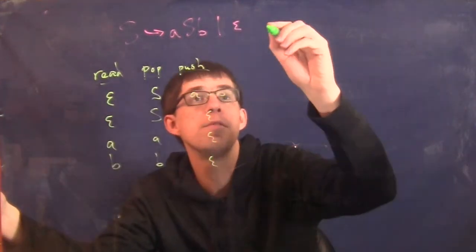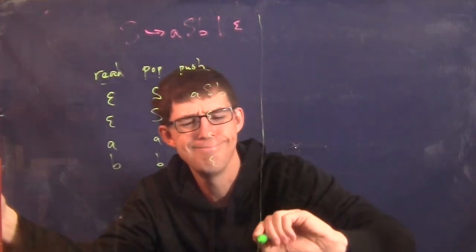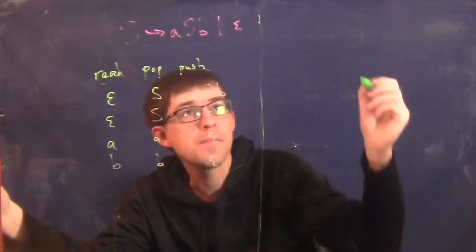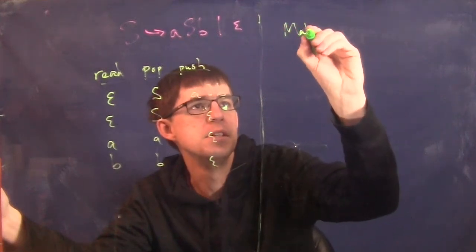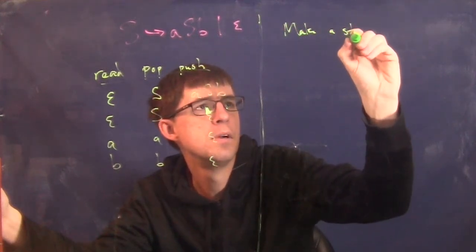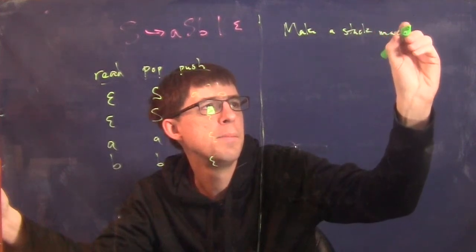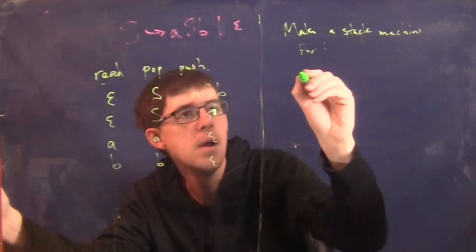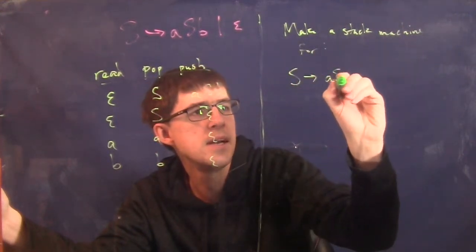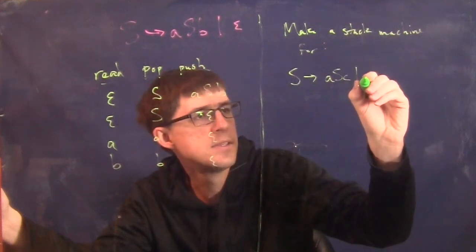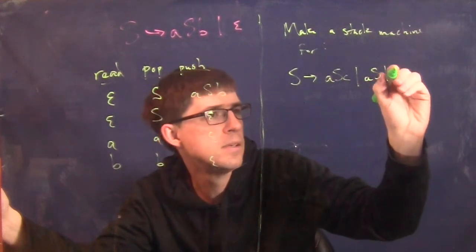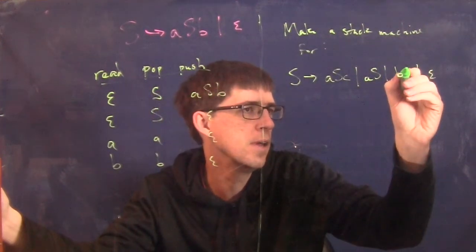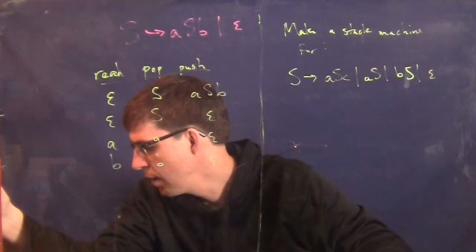How about this one? I got one for you all to try. How about you try to make a stack machine? This is easy if you know the procedure. Make a stack machine for this context-free grammar. S goes to A, S, C, or A, S, or B, S, or epsilon. This is not a little s; there's no little s.